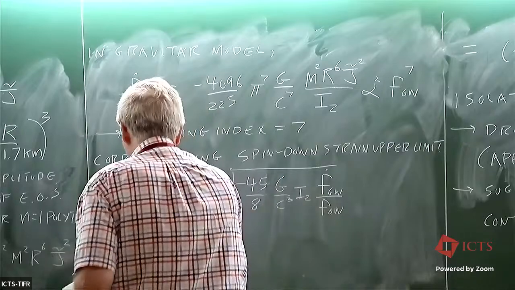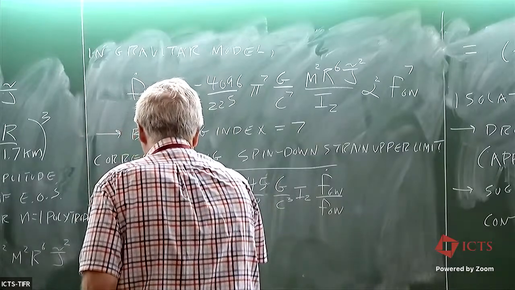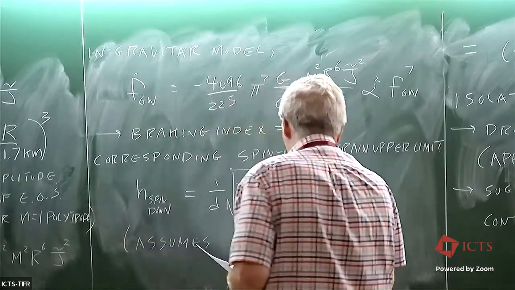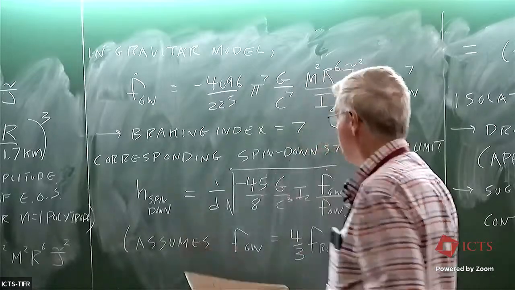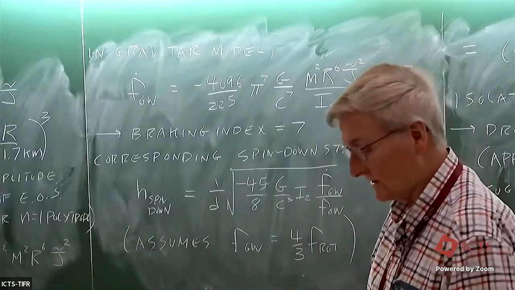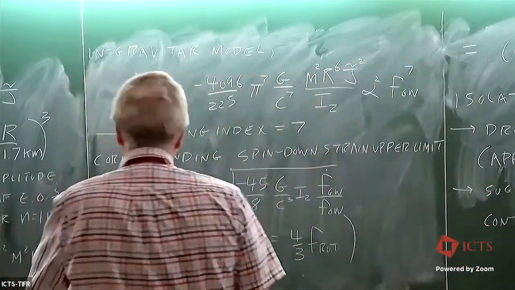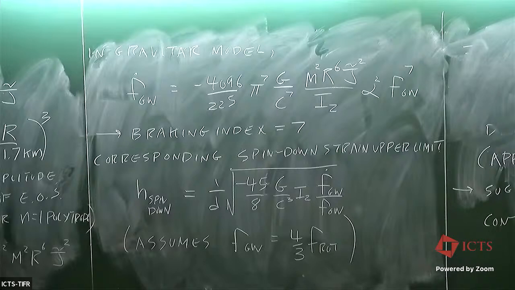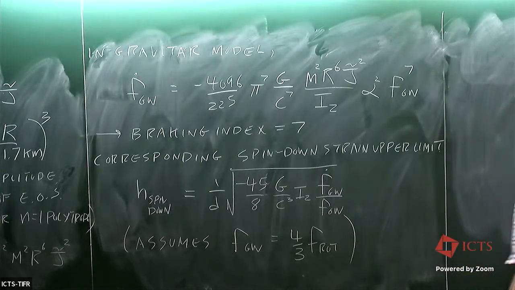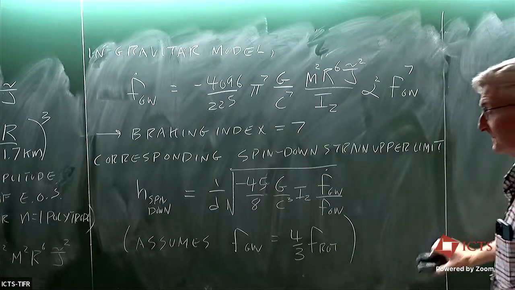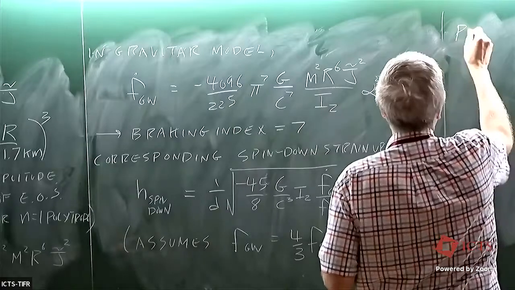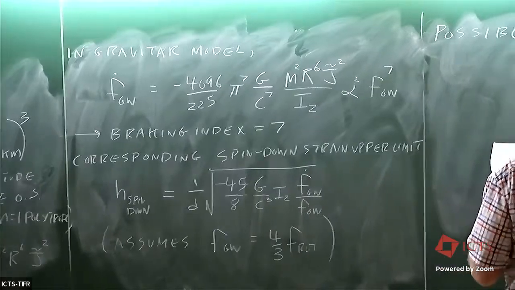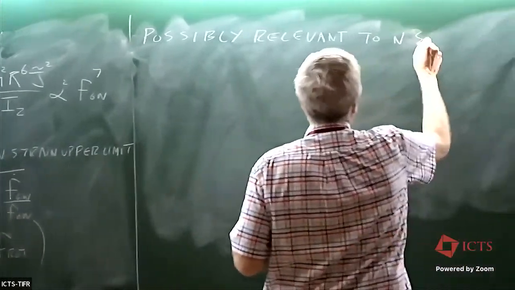Now I should say that this assumes explicitly that f_GW is equal to 4/3 of f rotation. We know that's not quite right, but it gives you a useful limit to compare against. Okay, so we think this is possibly relevant to actual stellar spin down for known stars out there. That's a very real possibility, again, if you're an optimist anyway. So this is possibly relevant to neutron star spin down.